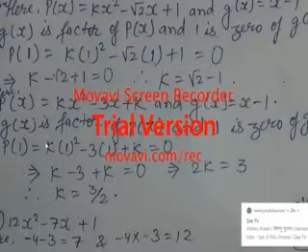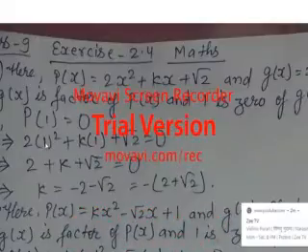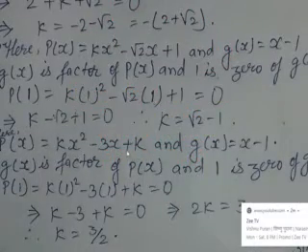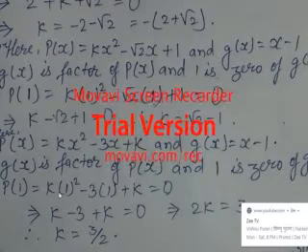Now if you see question number 4, the last question of 3, there also a polynomial is given. p(x) is equal to kx square minus 3x plus k, and g(x), of course the divisor in all of them, is x minus 1 only, because it has been said x minus 1 is a factor. So g(x) is a factor of p(x) and 1 is the zero of g(x).